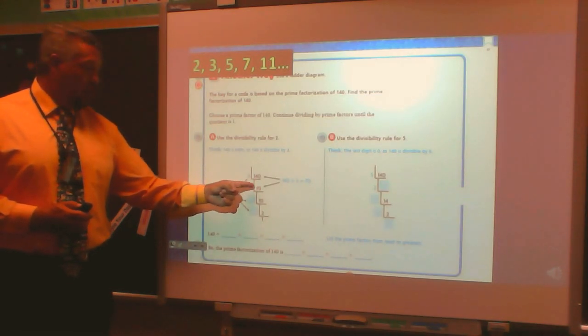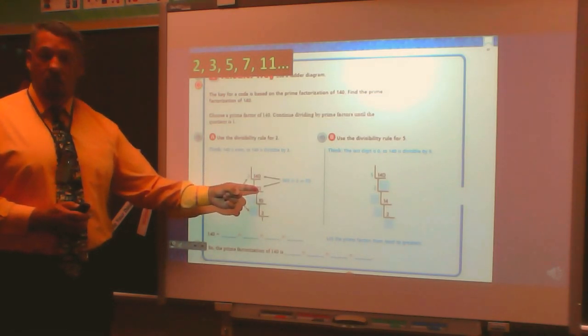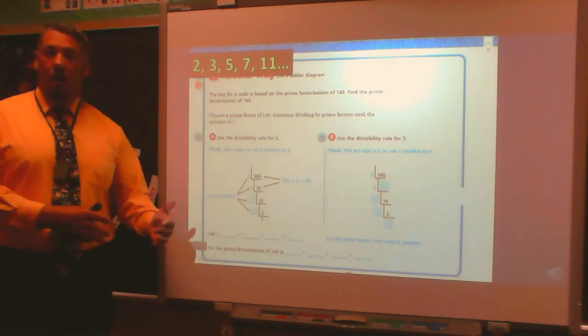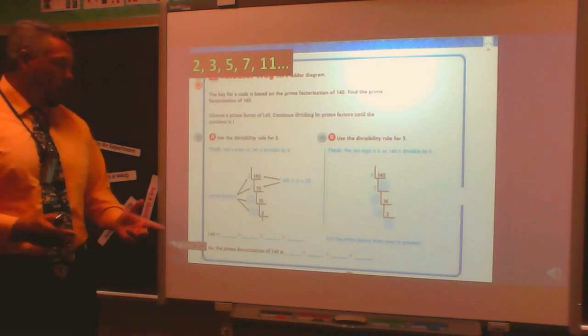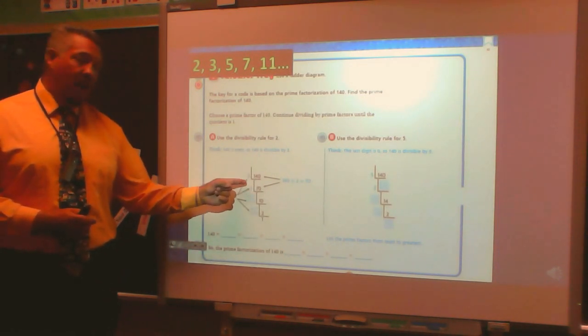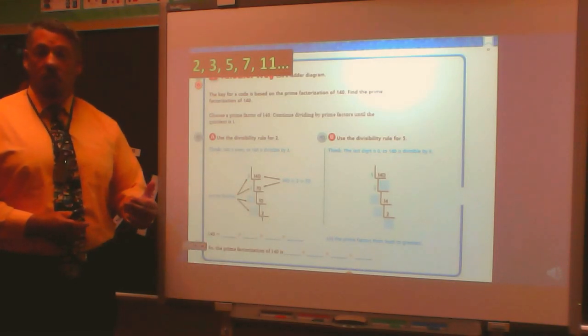70, right? So they drop the 70 as the answer, the quotient, and then they put a division box around it because it's not prime. Now they said, well, I can see that that's a multiple of 10 because it ends with a 0. So 7 will go into it, and that is correct.